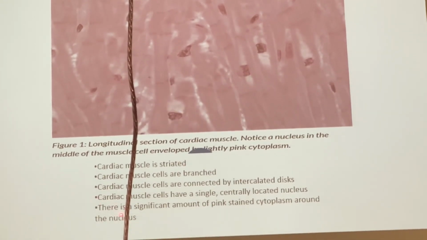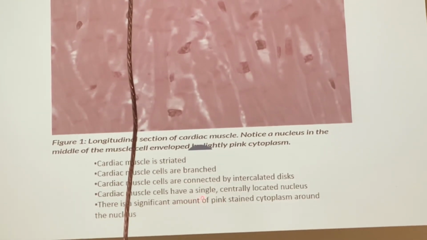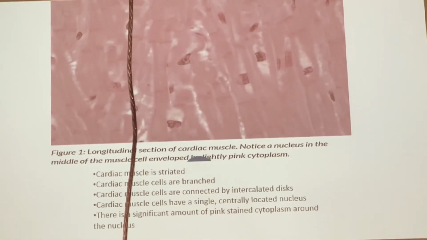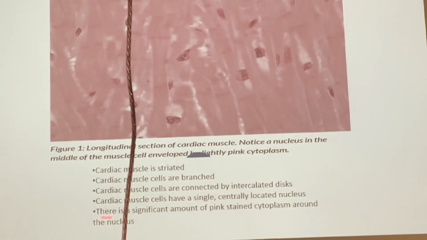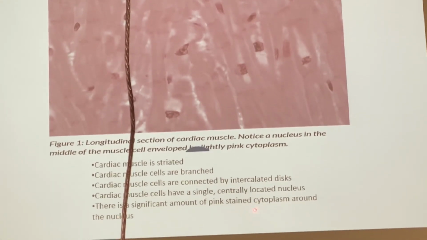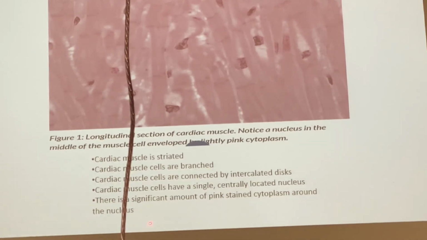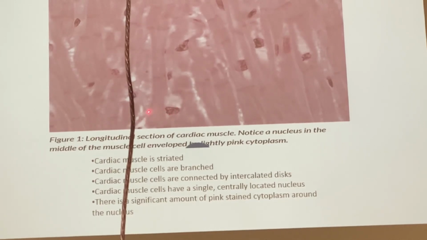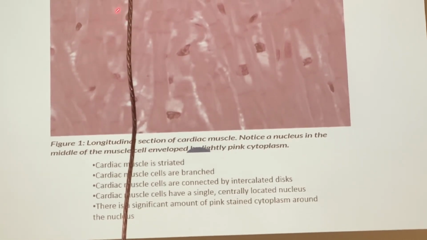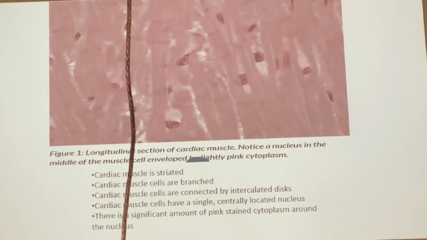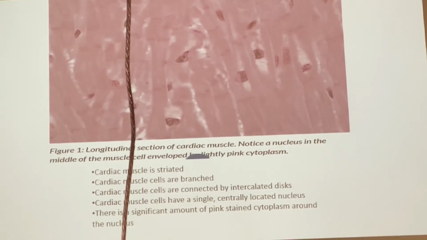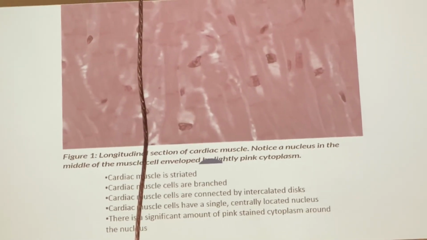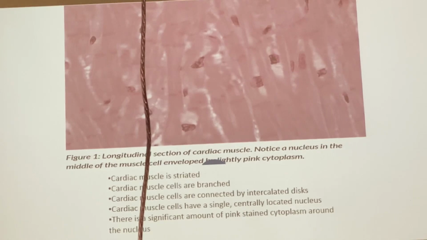Central nucleus. Cardiac muscle has a single centrally located nucleus. There is a significant amount of pink stained cytoplasm around the nucleus. Look at there. Any nucleus you look at, there is a condensed area where the nucleus is located. It means more myofibrils around the nucleus in that area. That's why it gives that darker coloration.